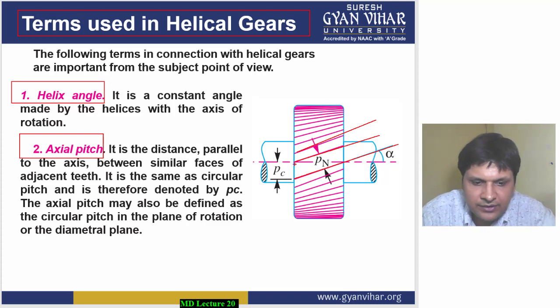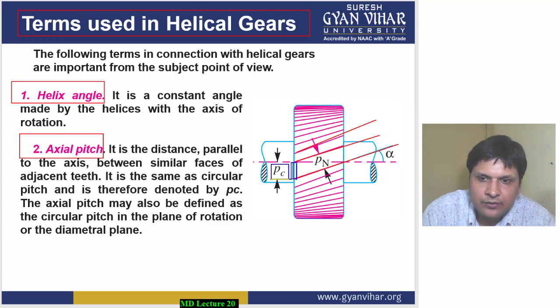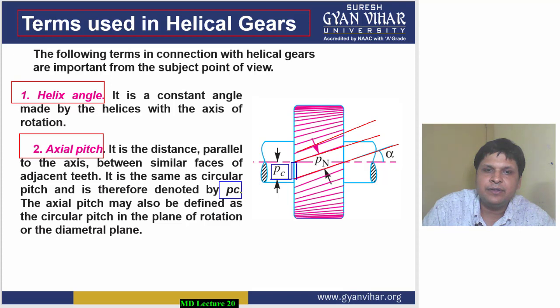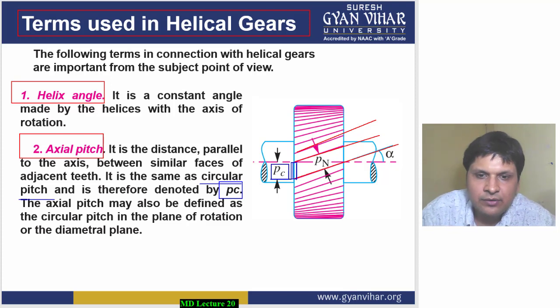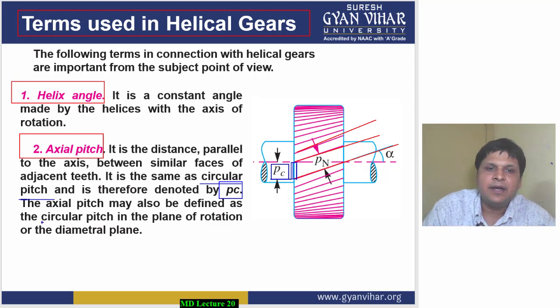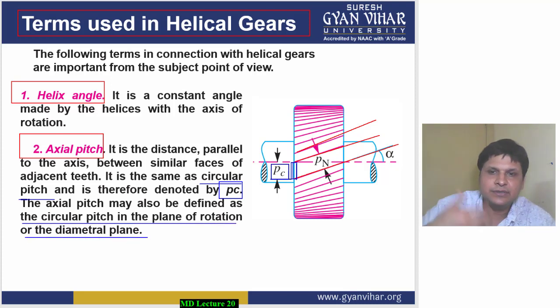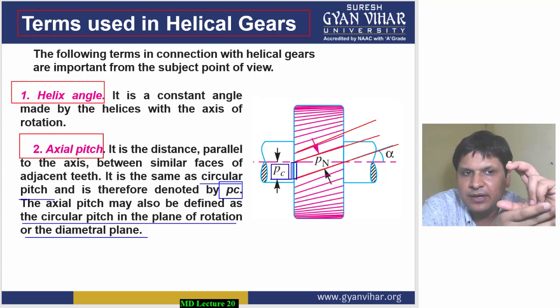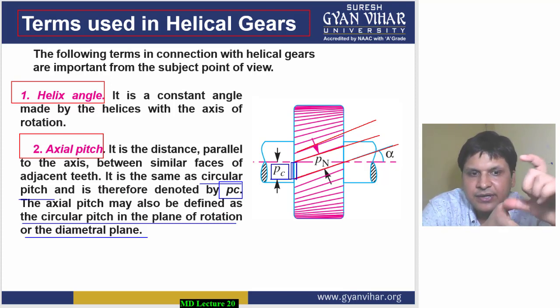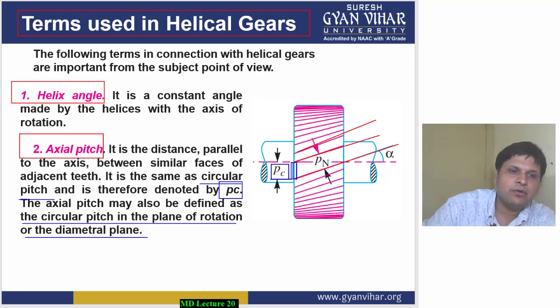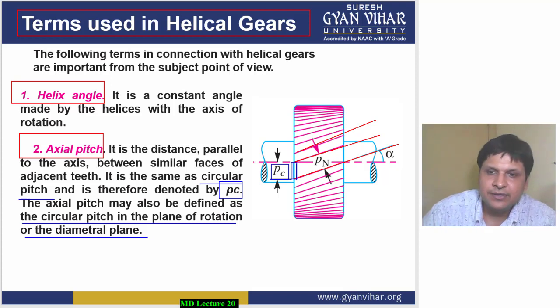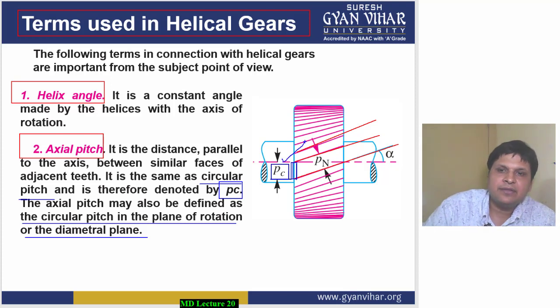So this particular gap, students, if you are able to see it, is your axial pitch. It is denoted by Pc, and it is the same as circular pitch, therefore we are writing Pc as axial pitch also. By definition, we can define it as the circular pitch in the plane of rotation, the distance between the corresponding points of adjacent teeth. Here in the diagram, this Pc is your axial pitch.